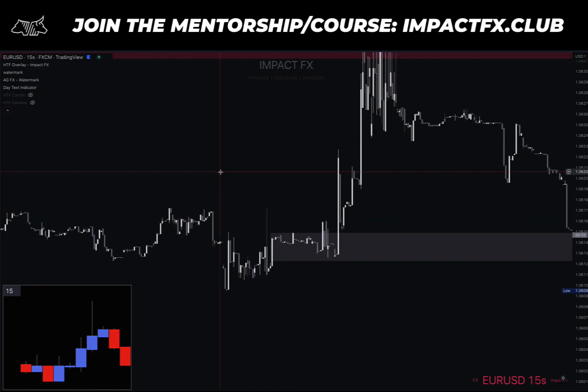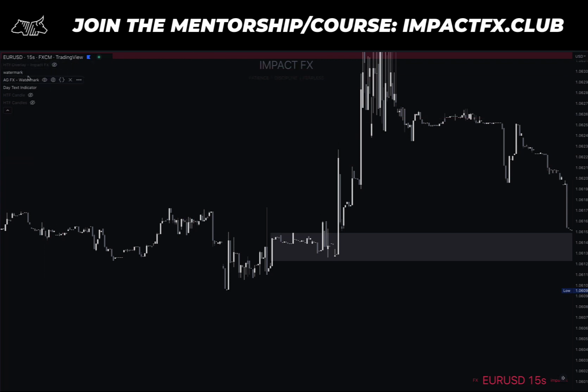So that's indicator number one. The second, I'm just going to turn that off. These other two indicators, guys, are just the watermark indicators. So where it says Impact FX and the Euro USD. So those aren't really anything overly important. As you can see, it just turns it on and off. Okay, so I just have those on there because I like to have my brand on there.